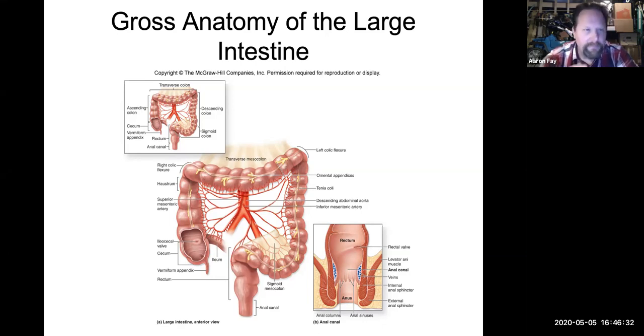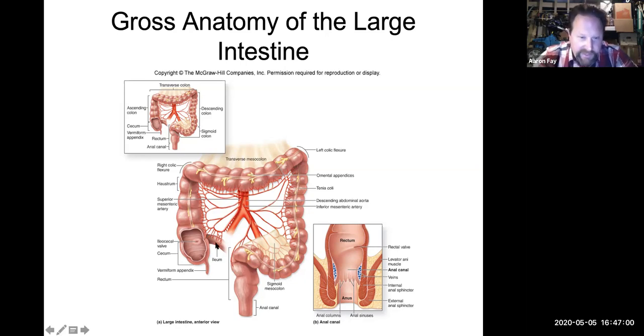So the short answer to this is they alternate. Retro, inter, retro, inter, retro, right? They alternate depending on the various spaces. Do you need to know that? Yeah, you need to know where the mesenteries are. So, serosa or adventitia, adventitia, serosa, adventitia, serosa, adventitia.